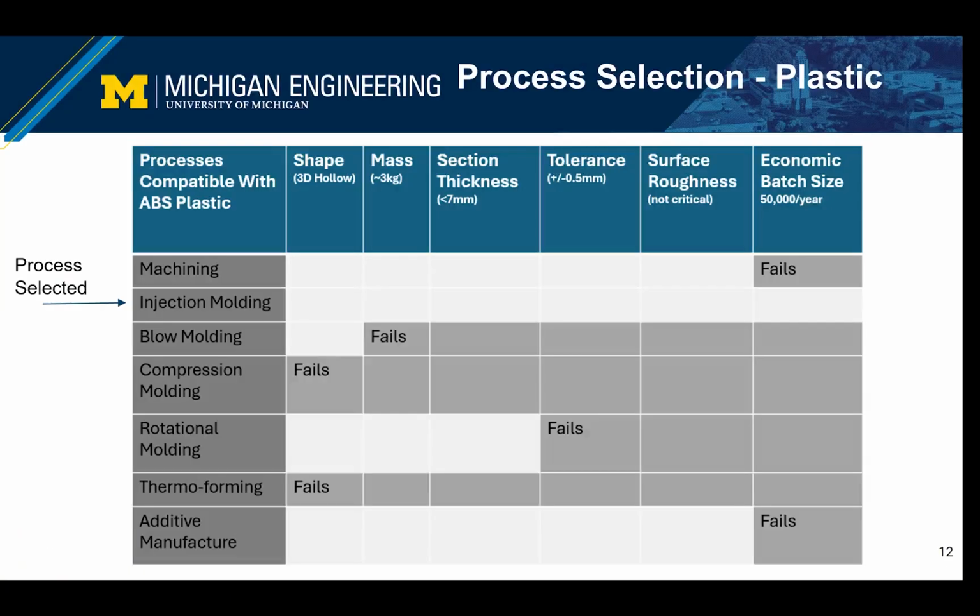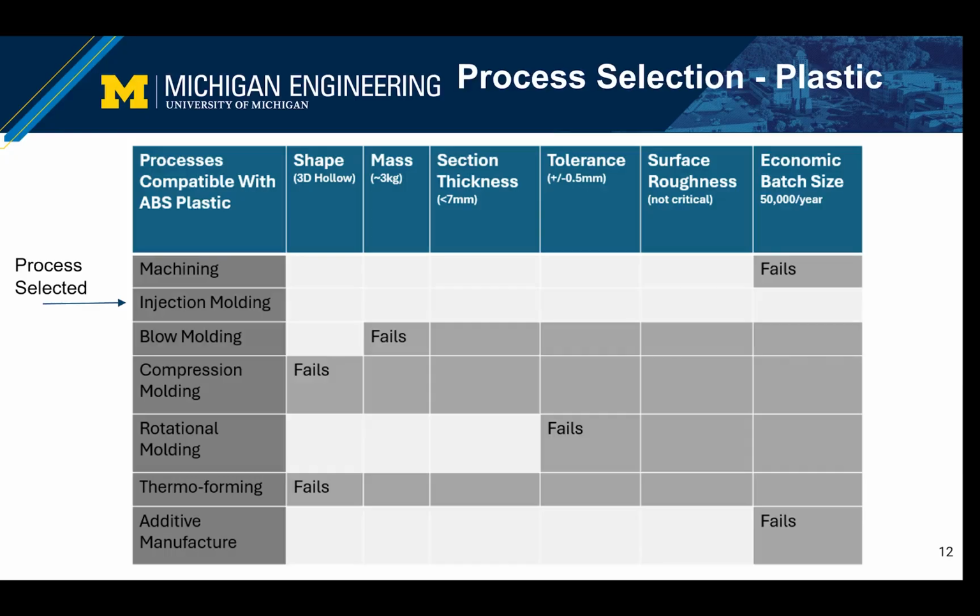For the top housing, the most critical dimensions are the PCB mounting hole locations and the housing interface dimensions, since they ensure proper assembly and alignment of internal components. A tolerance of 0.5 mm was selected because it provides sufficient accuracy for assembly while keeping manufacturing costs low. The housing is made from ABS plastic and is produced at a volume of 50,000 units per year.